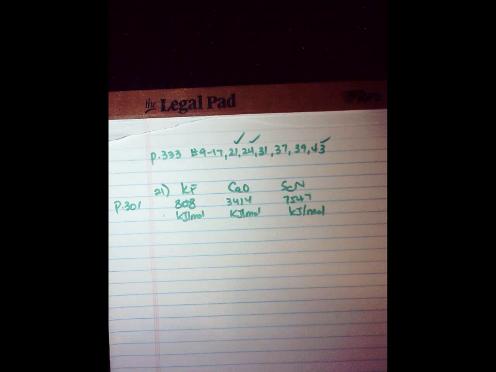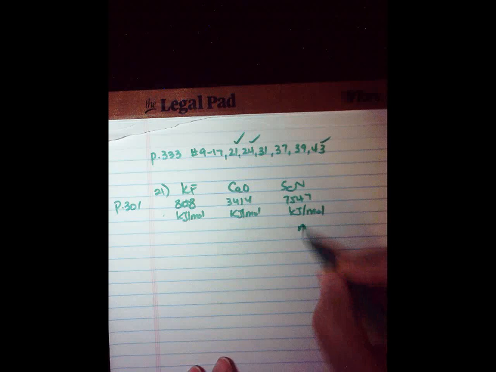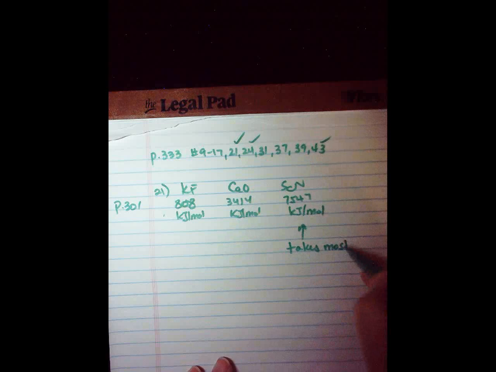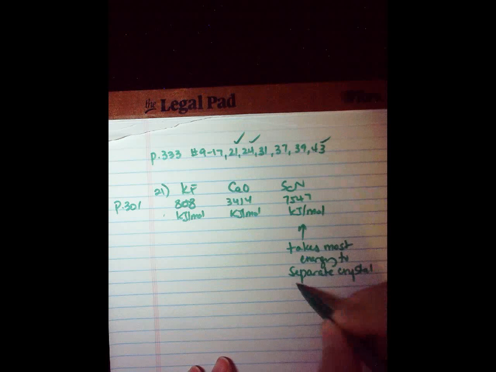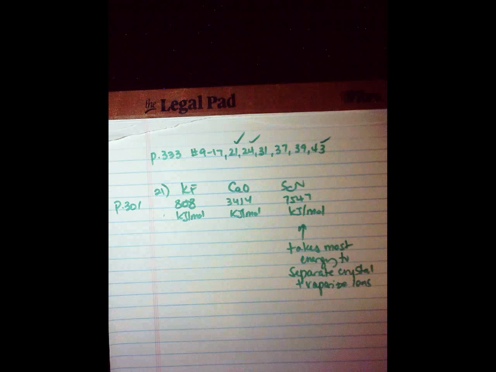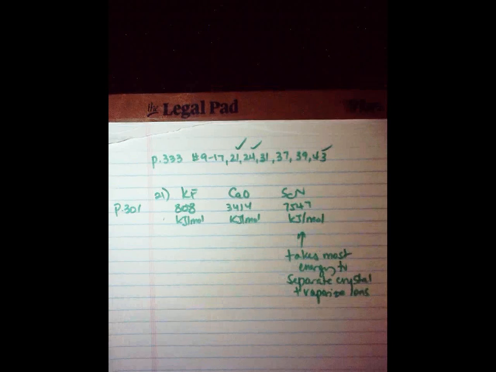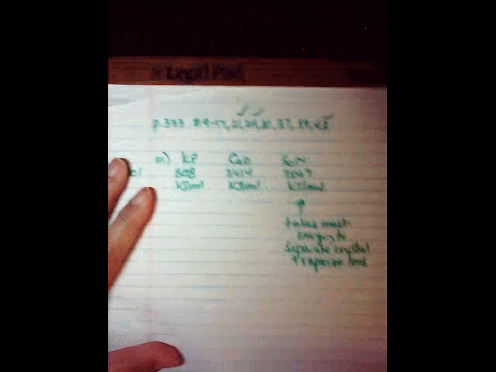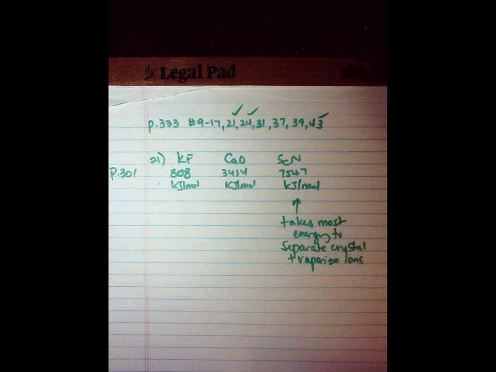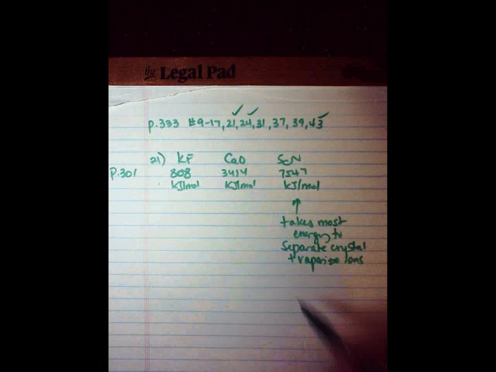All right, so take a look. Which one is going to require the most energy to separate those ions? No, look at the numbers. Okay. So this takes the most energy to separate the crystal and vaporize the ions. So the question is, why? Isn't that kind of what they were asking? If it takes the most energy to separate those ions, what does that tell you about the ionic bond? It's a really strong ionic bond.